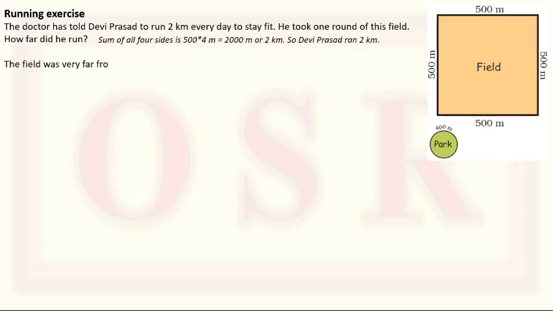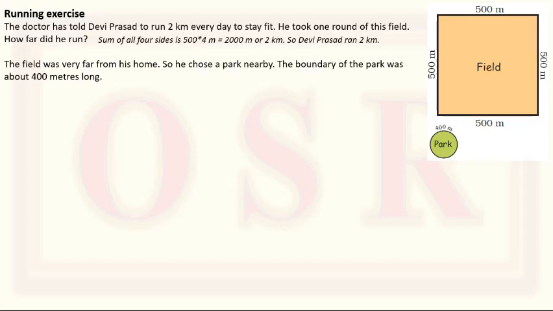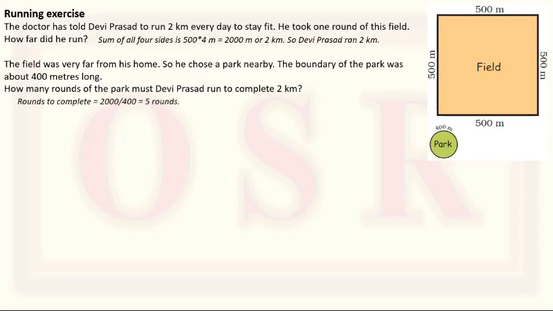The field was very far from his home, so he chose a park nearby. The boundary of the park was about 400 meters long, a round park. How many rounds of the path must Devi Prasad run to complete 2 kilometers? So one lap is 400 meters, right? So the rounds to complete is how much? 2000 by 400 is 5 rounds.